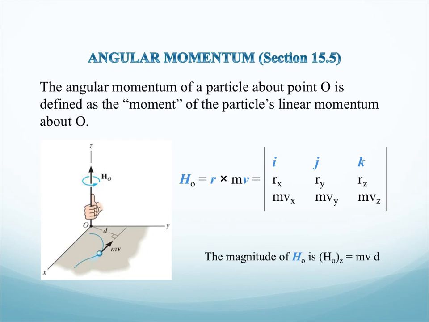All right, so I just want to finish up this chapter. And at the end of chapter 15, we talk about angular momentum. If linear momentum is just the mass times the velocity, angular momentum is a measure of momentum, but it's always relative to a particular point. As your book says, it can be thought of as the moment of the particle's linear momentum.